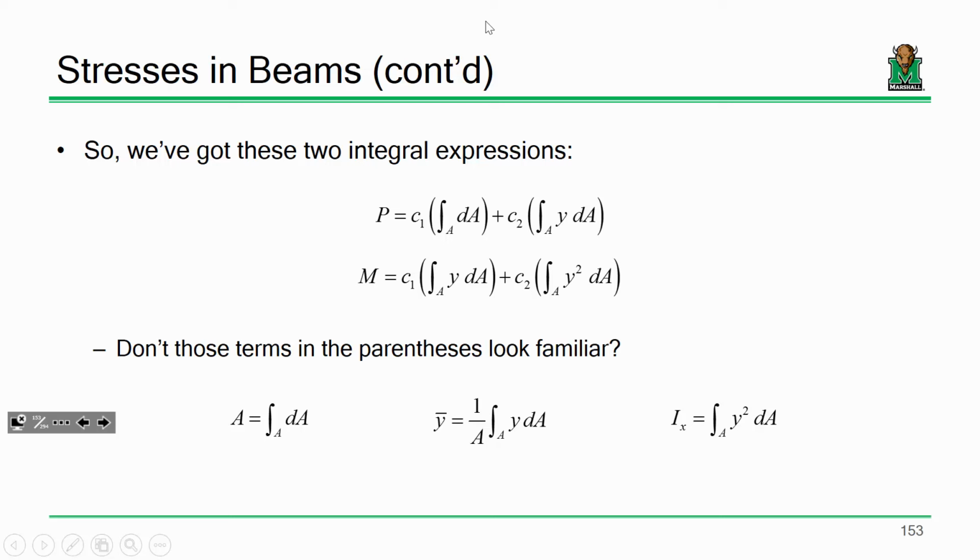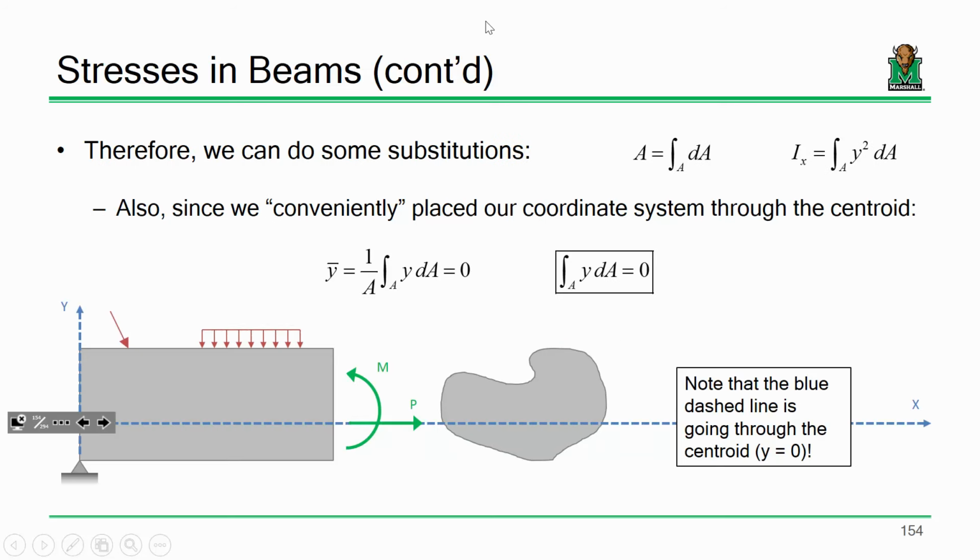This integral of y dA, what about that? Well, that was related to the centroid, right? Remember that? But where did we put the centroid? Or where did we put our axes? We put them right through the centroid. So the centroid is at y equals 0. So this whole integral is 0. Make sense? Everybody okay with that?